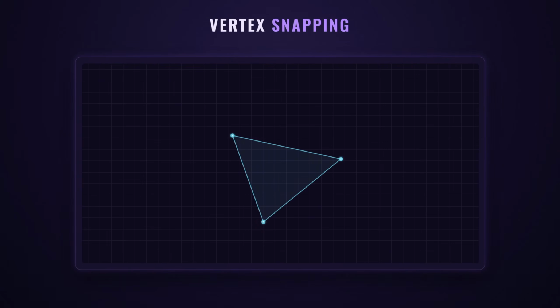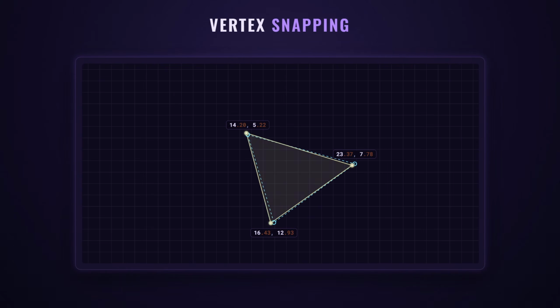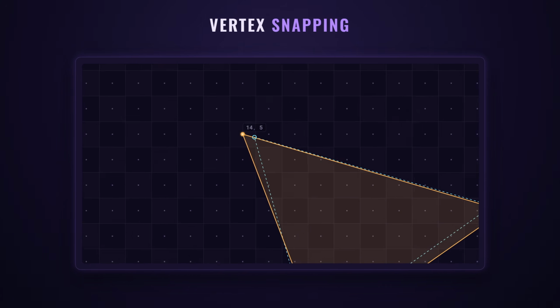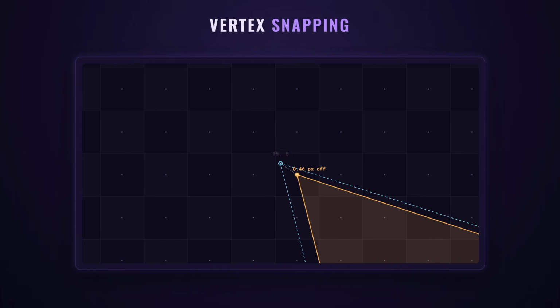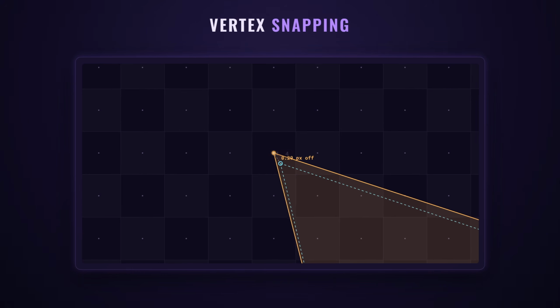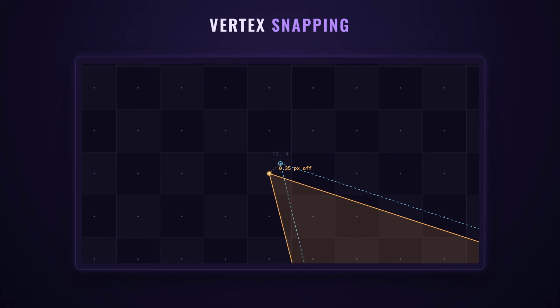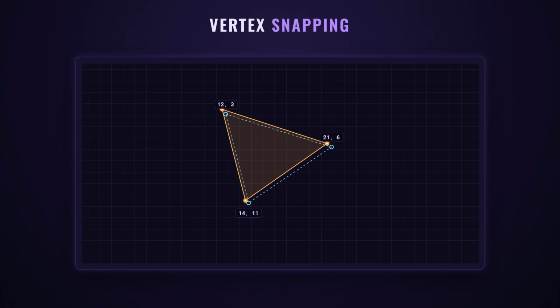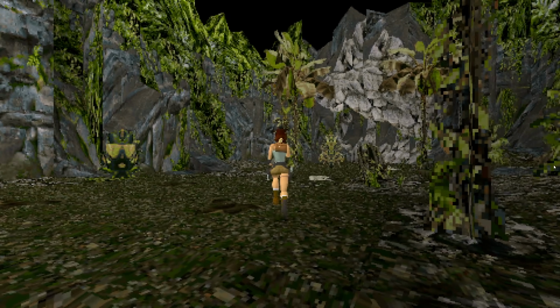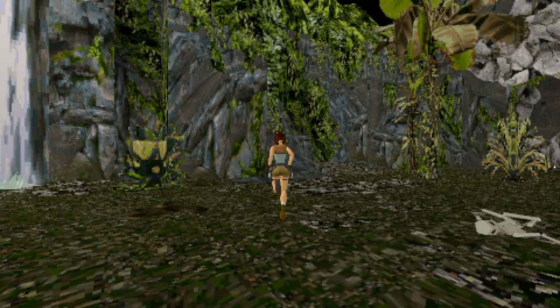Step 3. Vertex snapping. The PlayStation's geometry chip did all its math in whole numbers, no fractions. So a corner of a triangle can't sit between two pixels, it has to pick one. Do that to every vertex in the level on a screen 320 pixels wide, and the whole world shivers constantly.